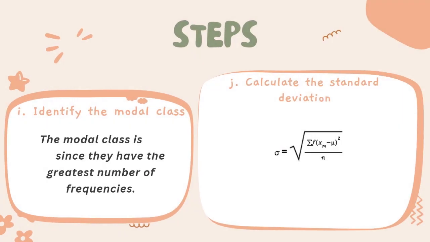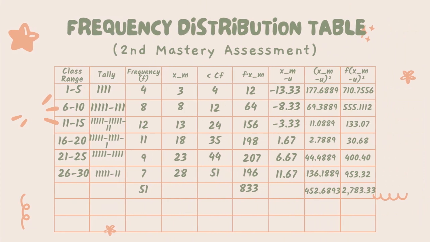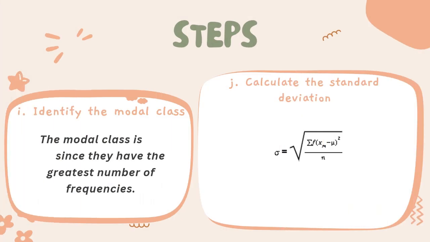To find the mode or modal class, we have to look at the highest frequency in our table again. And as we can see here, the highest frequency in the table is 12, which is aligned to 11 to 15, making our modal class 11 to 15.